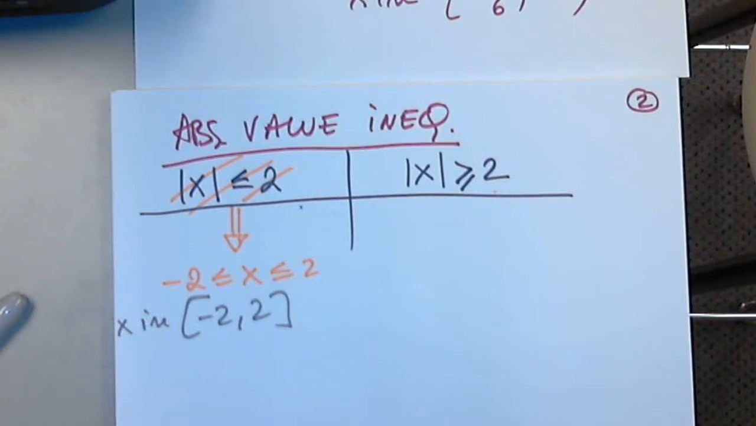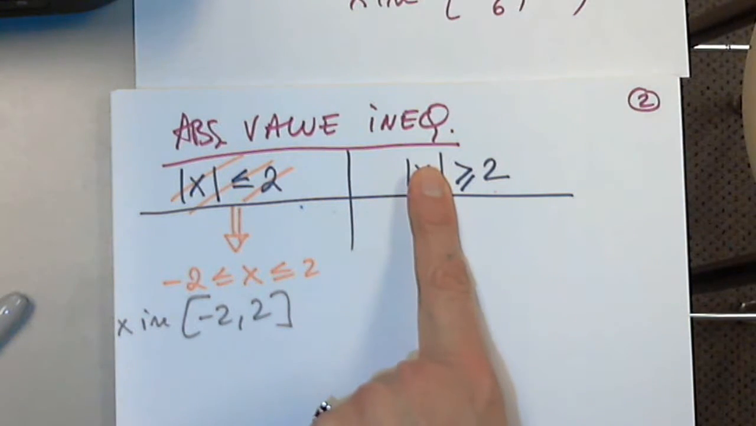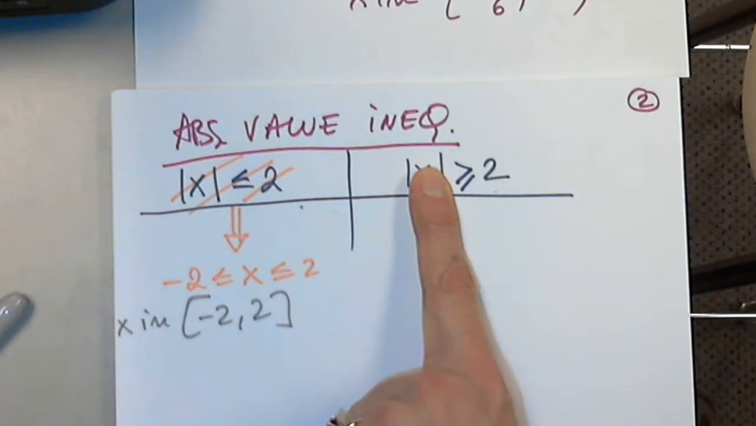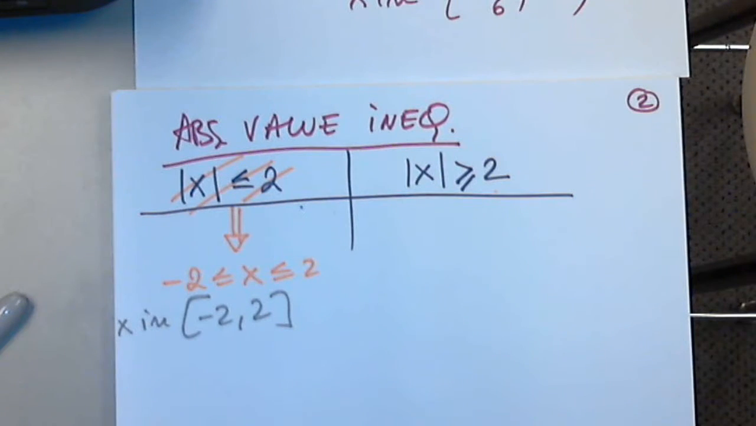Okay, now the other one. Let's talk about the other one. What does this one say? This one says something else. Find all real numbers whose distance from 0 is 2 units or more, or greater. Okay, one more time. I cannot include this, right? Because all these numbers have a distance from 0 less than 2.